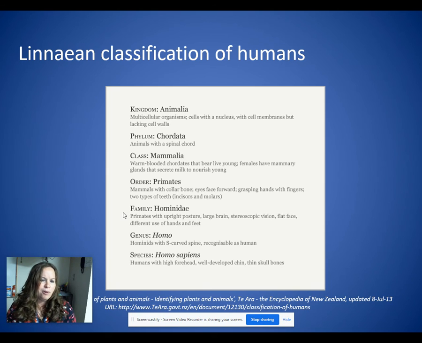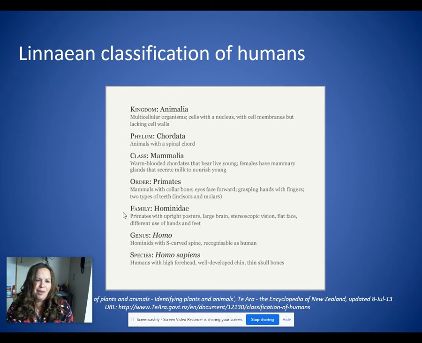So here's humans. Remember how we are? We're animals. We belong in a phylum called Chordata. That just means that we have a backbone with the spinal cord running through it. And then we're mammals. We have warm blood and nourish our young with milk by breastfeeding. And we have mammary glands. We have certain types of teeth.